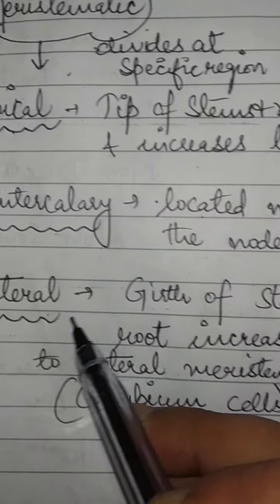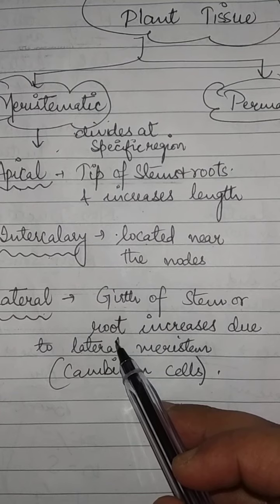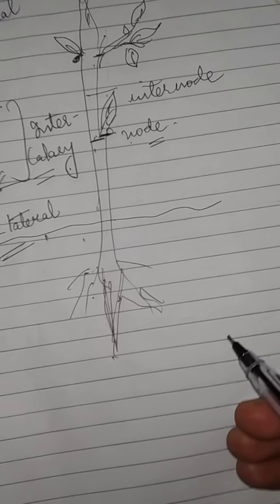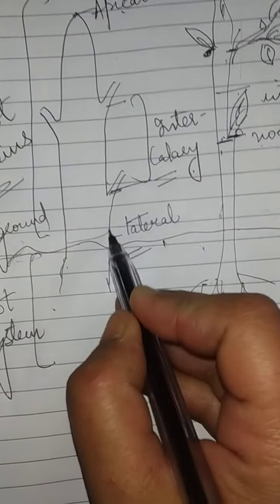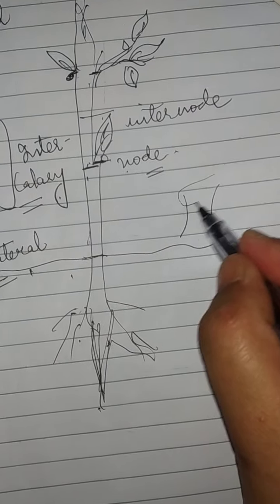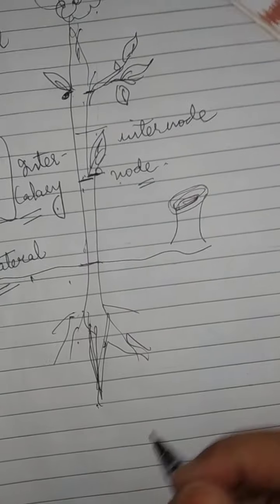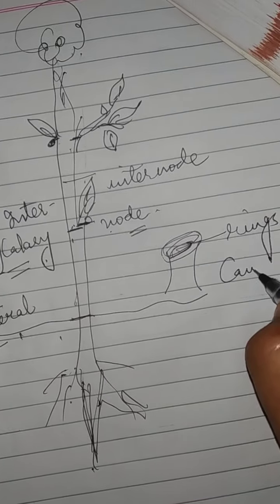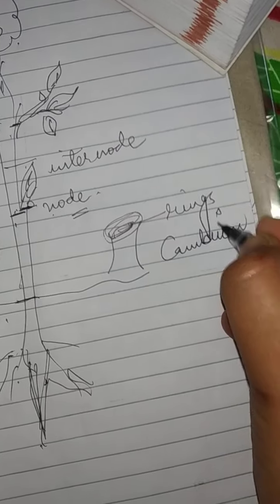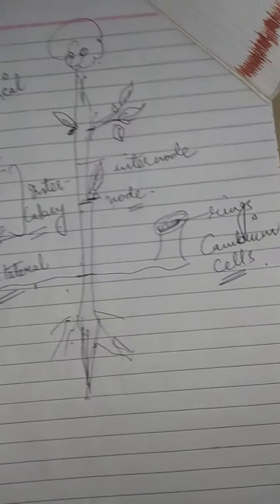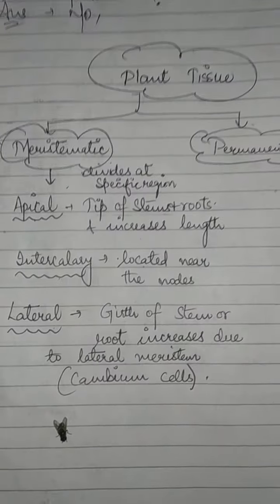Third one is lateral. The girth of the stem or root increases just due to the lateral meristematic tissue. So what is actually present in that lateral? You have seen when we cut a tree, it seems to be like this. Actually, these rings are what? These are the cambium cells. Cambium cells are present over there. Clear? So this is all about meristematic tissue.